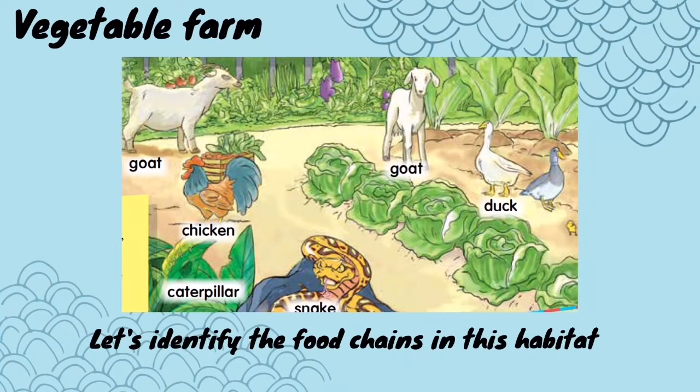Now look at this picture. This is a picture of a vegetable farm. So let's identify the food chains in this habitat. Here you can see vegetable, goat, duck, chicken, caterpillar and snake.